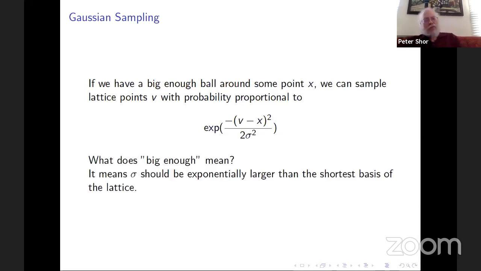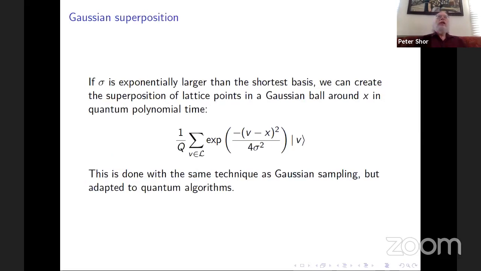And what does big enough mean? It means that sigma, the standard deviation, should be exponentially larger than the shortest vector in the lattice. And now what you can do with this Gaussian sampling algorithm is you can quantize it. So if sigma is exponentially larger than the shortest basis, you can find a superposition of lattice points in a Gaussian ball around some given point in quantum polynomial time.